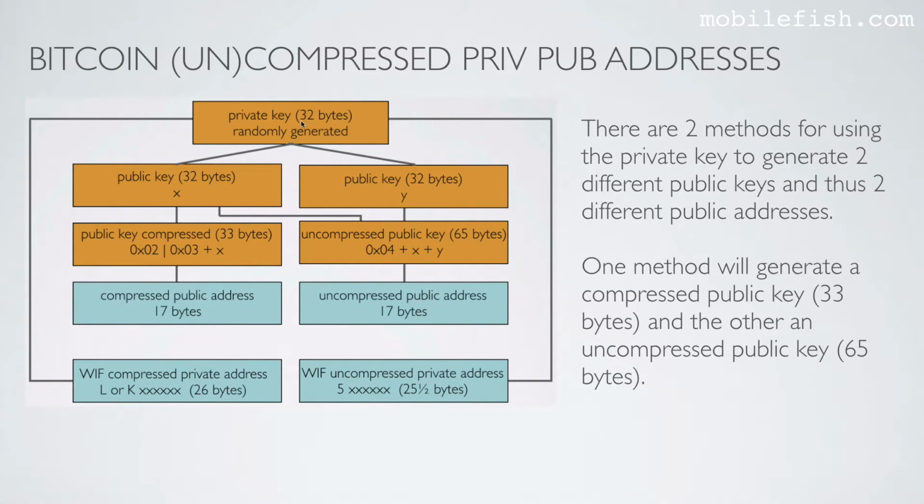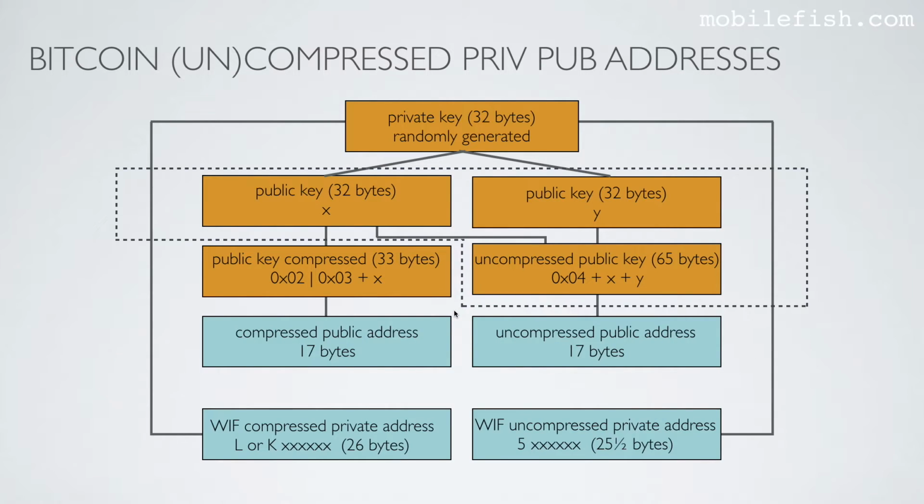There are two methods of using the private key to generate two different public keys, and thus two different public addresses. One method will generate the compressed public key, 33 bytes, and the other an uncompressed public key, 65 bytes. The word compressed in compressed public key refers to the key length, which is 33 bytes long. The word uncompressed in uncompressed public key refers to the key length, which is 65 bytes long. The words compressed and uncompressed only refer to their corresponding public key sizes.